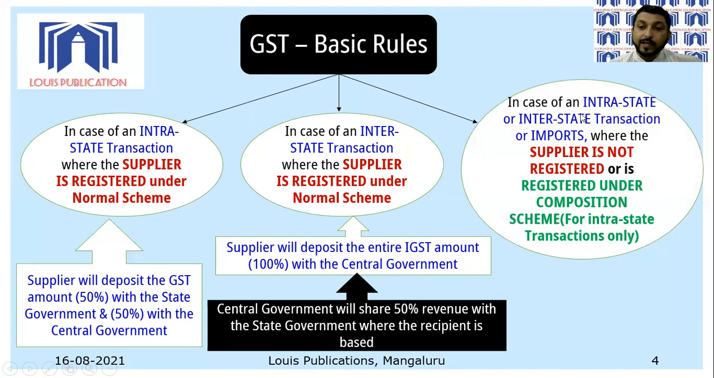Now, in case of intrastate or interstate transactions or imports, the supplier is not registered. So let's be very clear. Supplier is not registered, meaning the supplier cannot collect the GST amount because the supplier is not registered. Or the supplier is registered under the composition scheme, that is for intrastate transactions only. If the supplier is registered under the composition scheme, again the rule says the supplier cannot collect GST. Those who are registered under the composition scheme, that is Section 10 of the GST Act, such business persons or suppliers cannot collect GST from their customers.